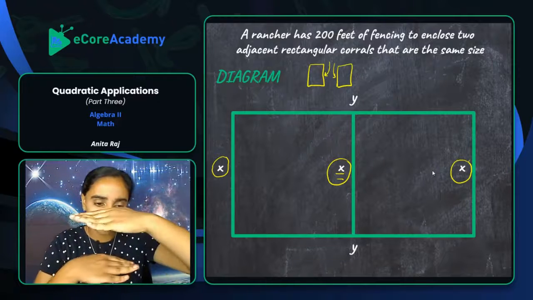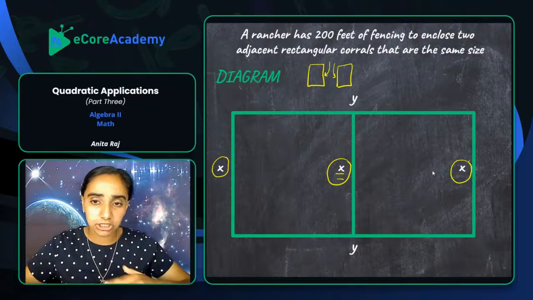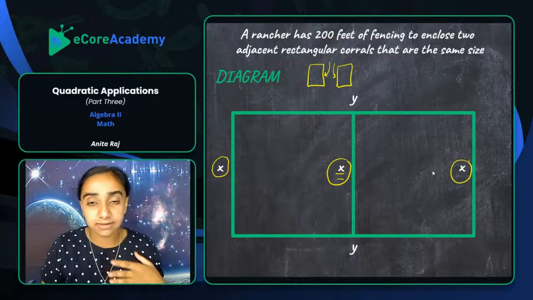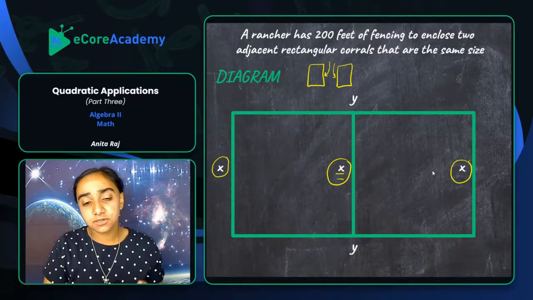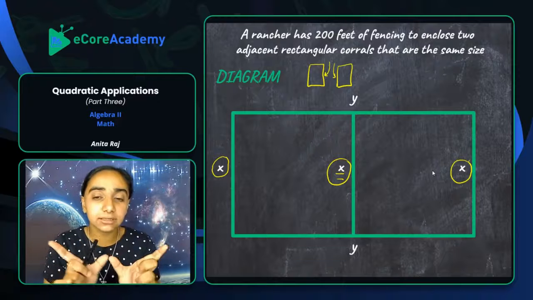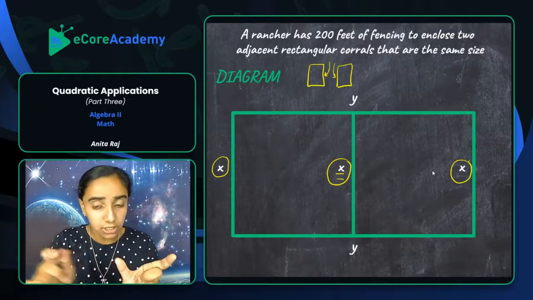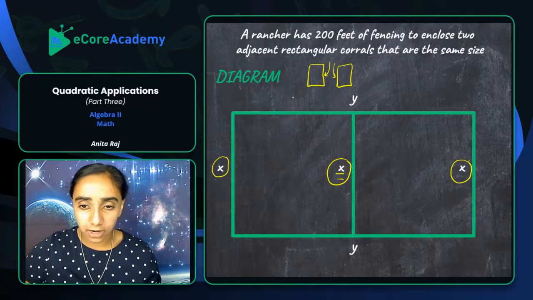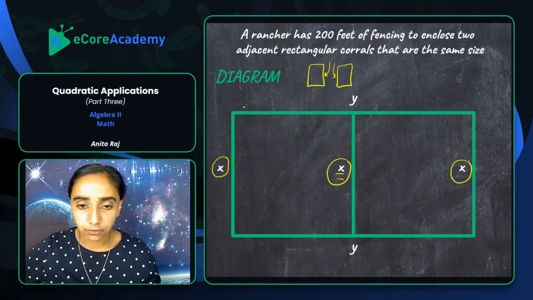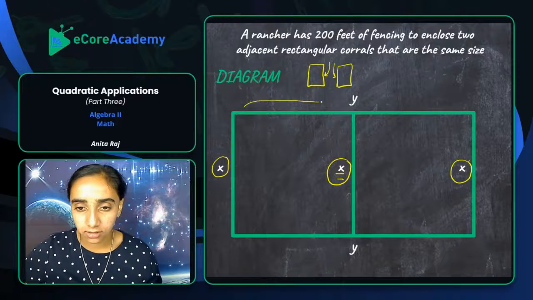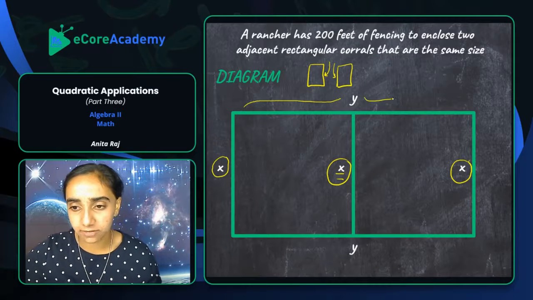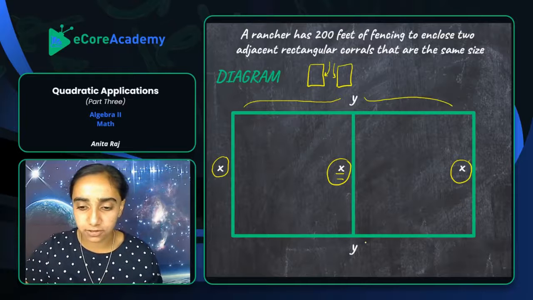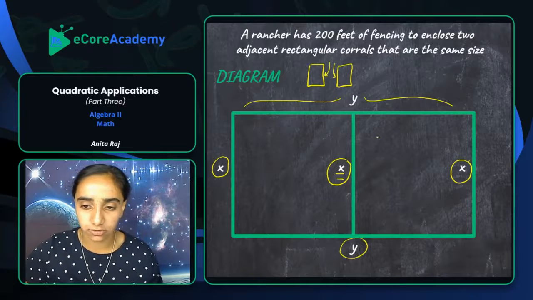Then the top part and the bottom part that are parallel to each other, we'll just refer to them as the length for now. They encompass the length of both of the rectangles. So this Y right here compensates for this rectangle's length and this rectangle's length. And same with this Y. So these guys are congruent to each other.